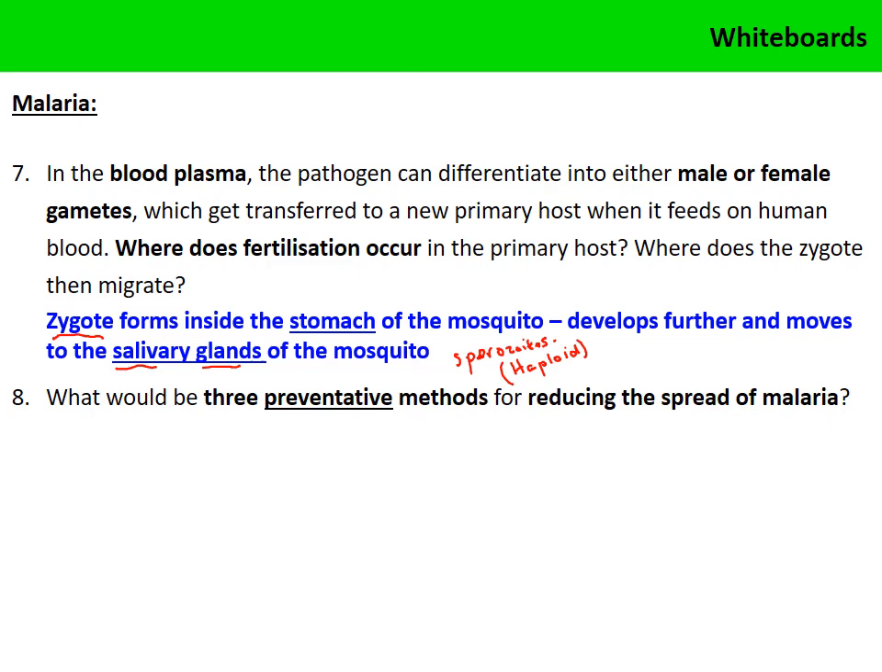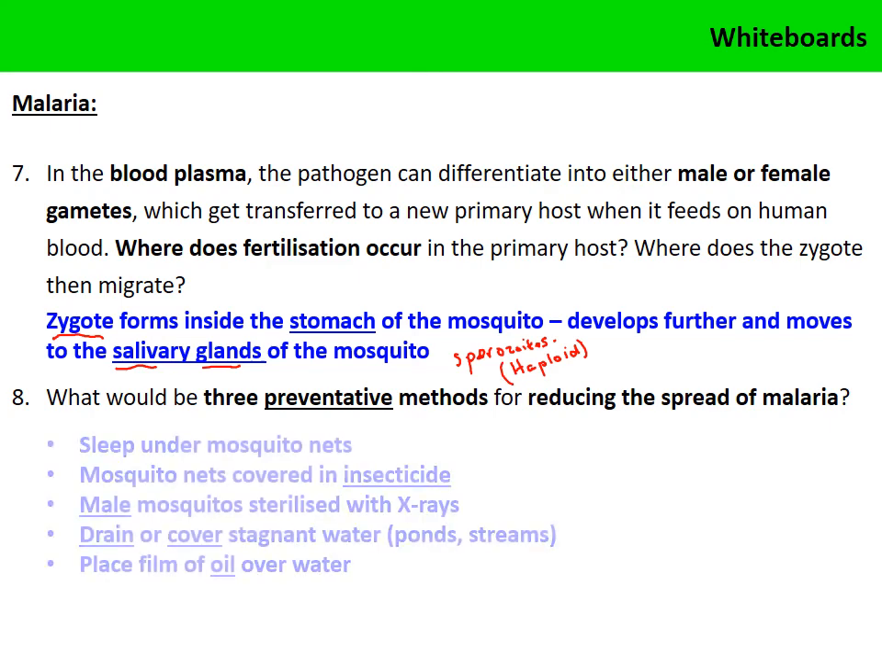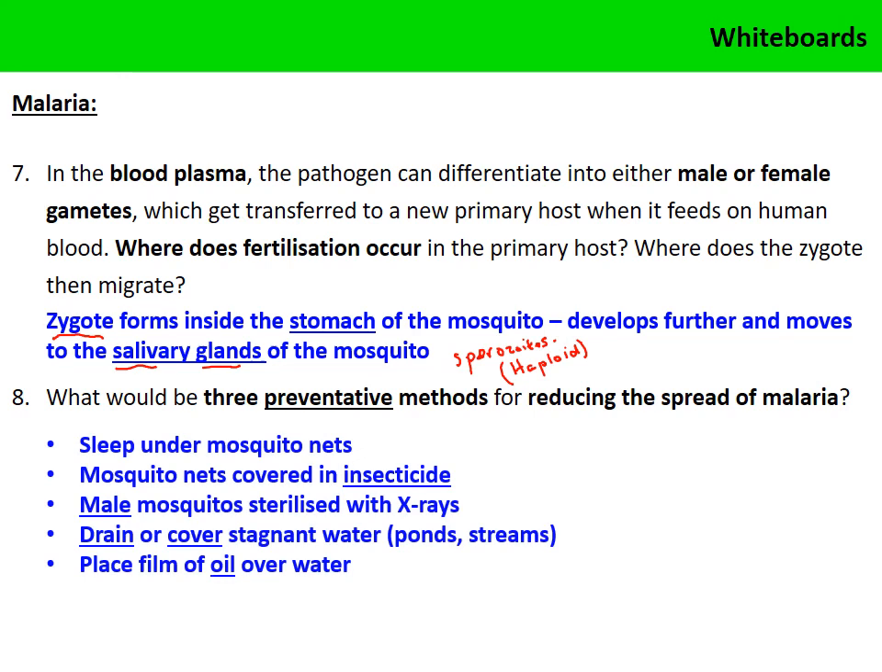Now, what would be three preventative methods for reducing the spread of malaria? So you can either target the Plasmodium itself, or you can target the adult female mosquito, which is the main method. So we could sleep under mosquito nets, we could cover the nets in insecticide, we could actually cover the walls of the room that you're staying in with insecticide too. The male mosquitoes could be sterilized with x-rays, or they could be genetically modified to be sterile and then released back into the wild. Because we know obviously the female's eggs need to be fertilized in order for those eggs to develop into larvae.